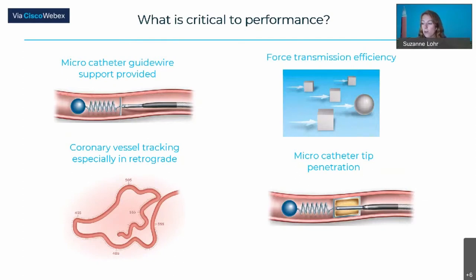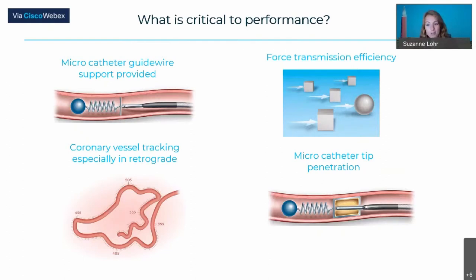Of course, single lumen microcatheters should support the guide wires in the first place. So the guide wire should be able to cross lesions and a microcatheter should support the guide wire. In order to reach the lesion, the force transmission is very important. It should be as efficient as possible.